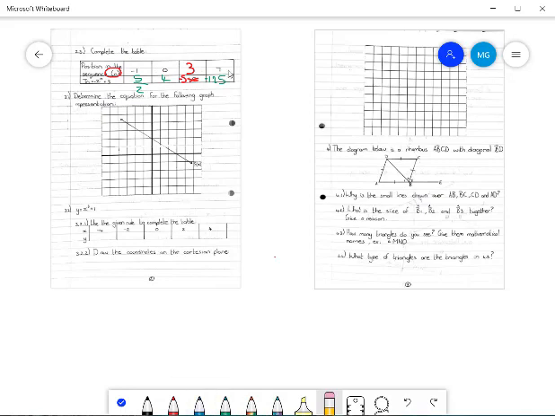Okay. So now my table is complete. So I've completed that 2.3 answer. In term 3, the number will be -5. So that's how we figured that out. Okay. So to the next question, 3.1, determine the equation for the following graph representation. Okay, so we need to work out what the equation is.